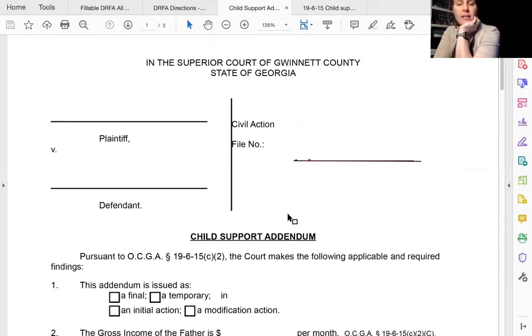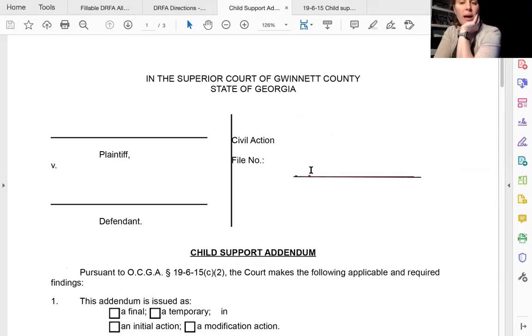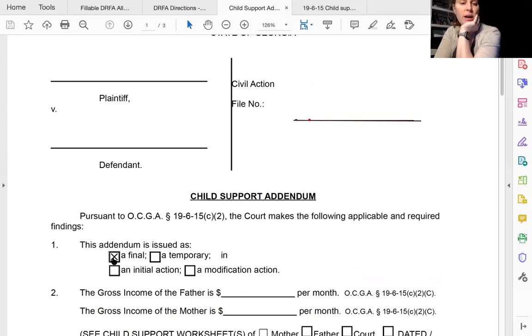The court has these forms in hard copy form. I'm going to also send you guys this one. This one's a fillable version that I've made, so you can type right into it and just check the boxes.